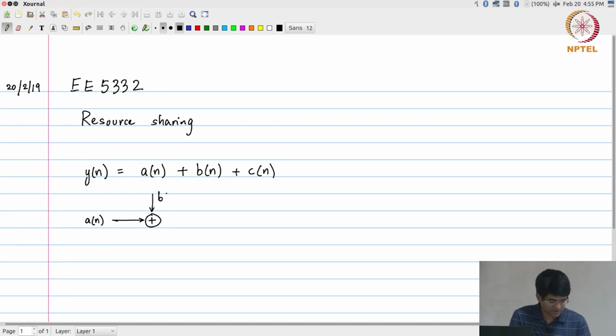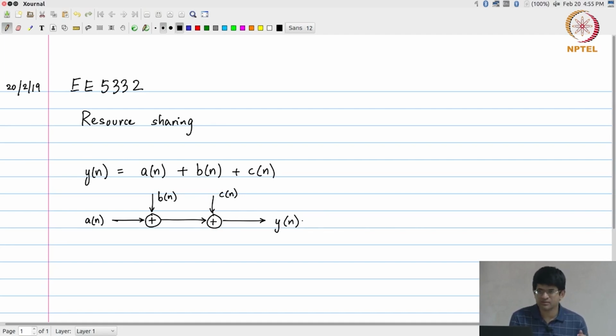So one way that I could implement this looks like this, and it's probably the most obvious one that you would come up with if asked to draw an architecture for this. Why am I saying one way? Because obviously I can change the order of addition. I can do a of n plus c of n, then add b of n, or any of the other orders, primarily making use of certain properties of the arithmetic that we are using over here.